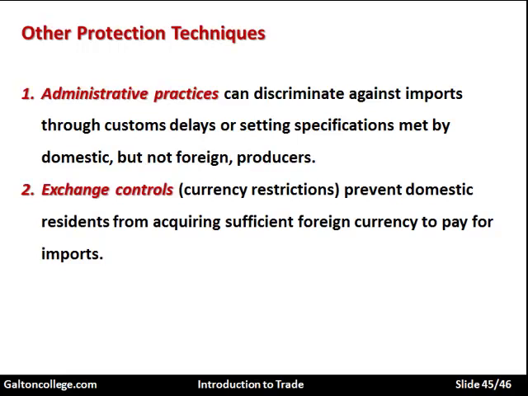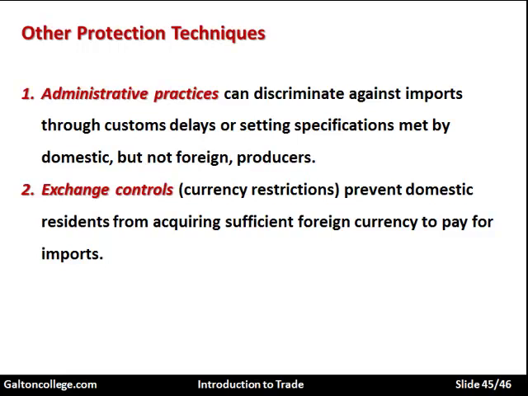Also, exchange controls. When people import from other parts of the world, they have to pay for the imports in other currencies, and they have to exchange their currency into the other currency. The government can control the amount that's available for this purpose. The government can control the amount of foreign exchange that's available. They can reduce the amount of foreign exchange available so that people can't pay for the imports, and if they can't pay for them, imports will not happen.